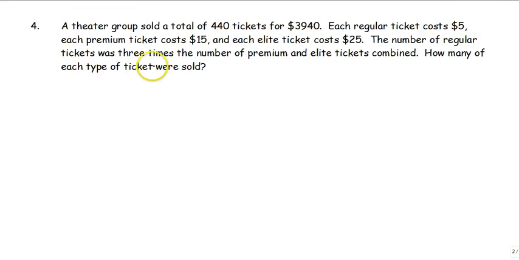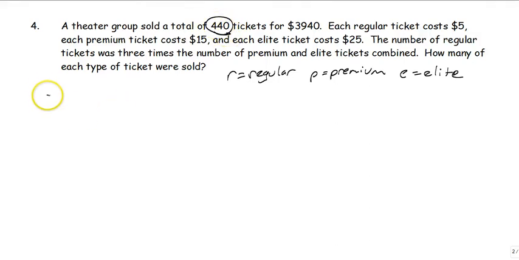Alright, so first thing I'm going to do is I'm going to say R is equal to regular, P is equal to premium, and E is equal to elite. I know it's very creative of me to come up with those letters. So they sold a total of 440 tickets, and the total revenue they got was $3,940. So first of all, total number of tickets, that's the first equation you always do. So we get R plus P plus E is equal to 440.